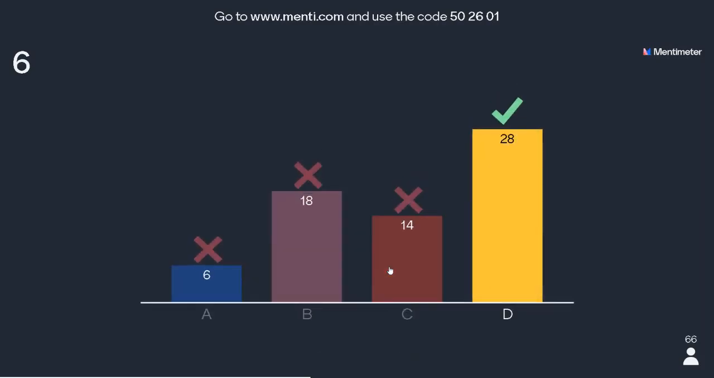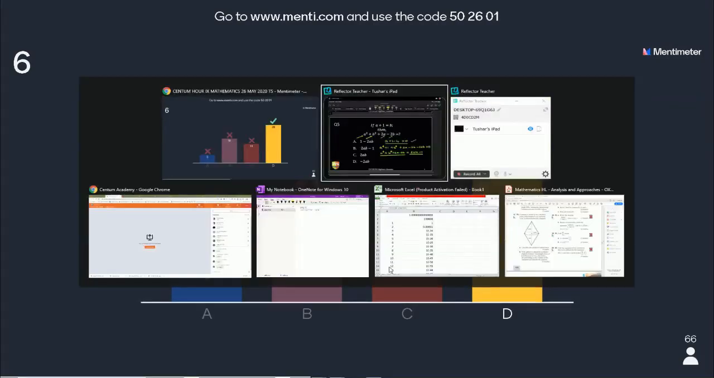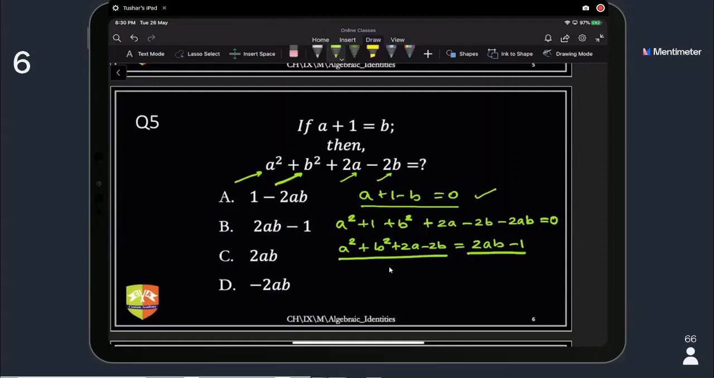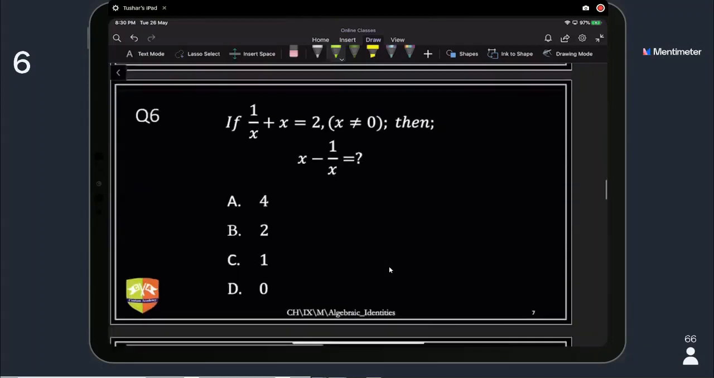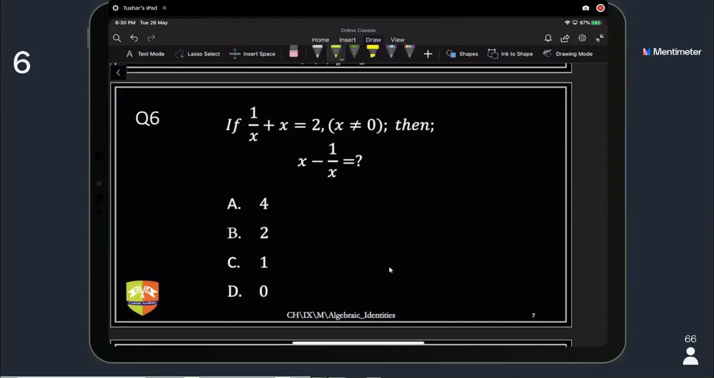Oh no. Still, we are not crossing 50% today. What's happening? I have to do something now. Some more effort maybe. Why were you struggling in such questions? Anyone? Oh, lots of you cannot do it.